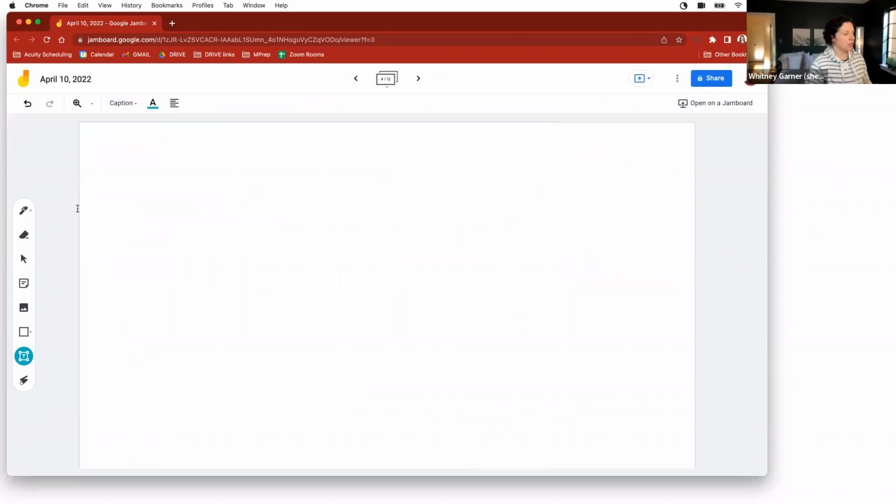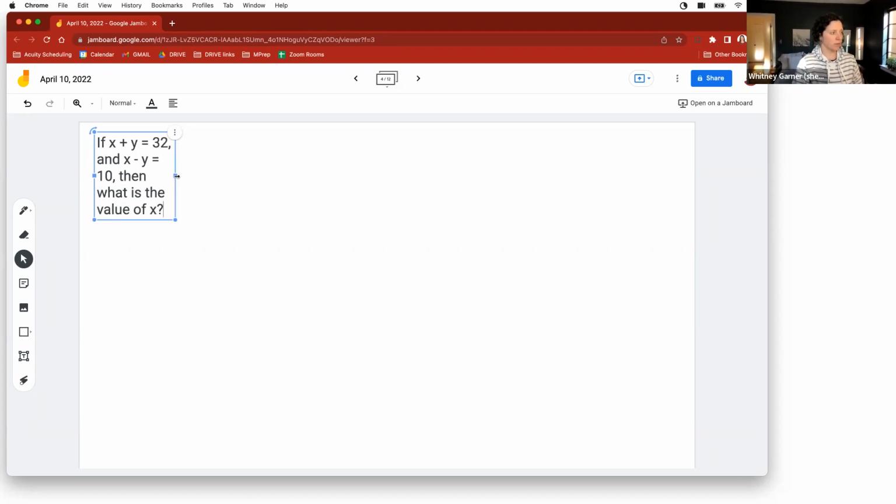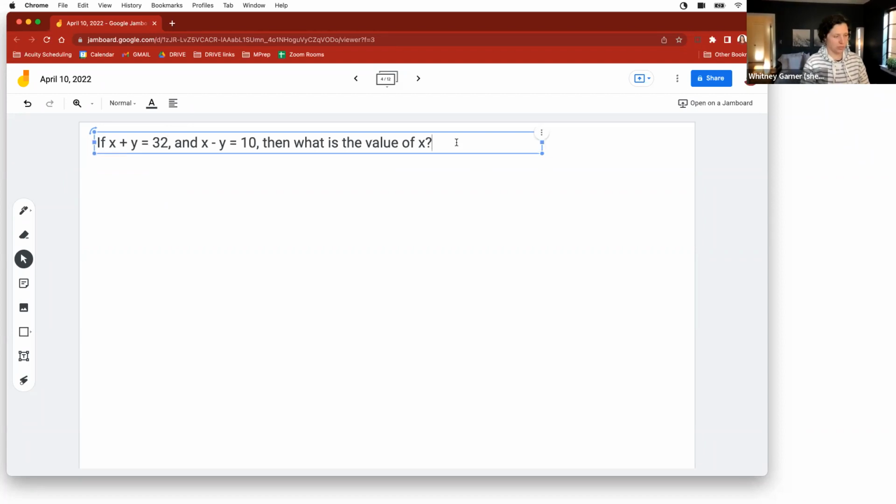Let's say a good old-fashioned multiple choice problem says: if x plus y equals 32 and x minus y equals 10, then what is the value of x? Question mark. And then some answer choices.